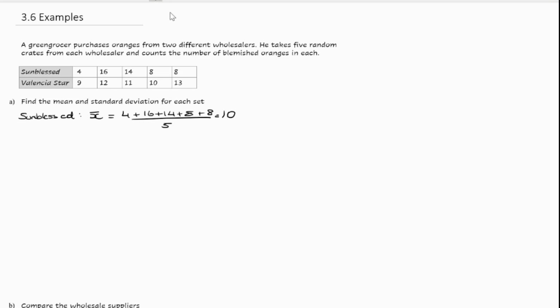Now we're going to find the standard deviation. So we know that we've been given this formula for standard deviation, which is equal to the square root of the sum of (x take away x bar) squared, all over n. So it looks like this. Of course, we can solve this by using our graphics calculator, and the instructions are in the notes.